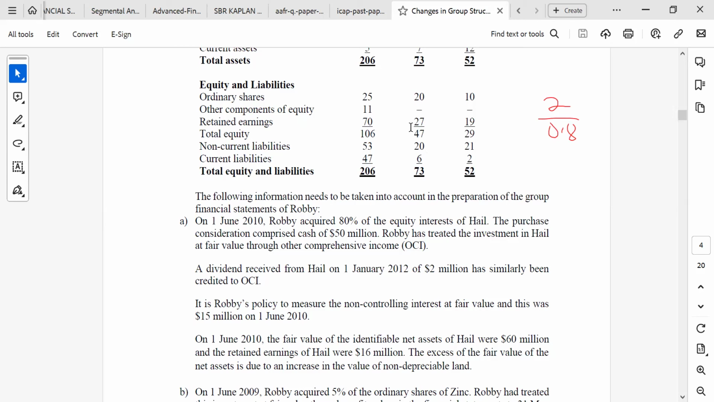We have paid a dividend and the parent is taking 2 out of it. So it will be 0.8 multiplied by the dividend is equal to 2. Okay. What are you having as a total dividend? 2.5. Okay. So if it is 2.5, it means that the actual profit made would have been maybe 27 plus 2.5 minus what? 16, which is the retained earnings at acquisition.